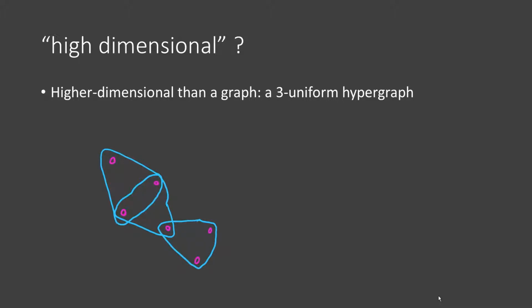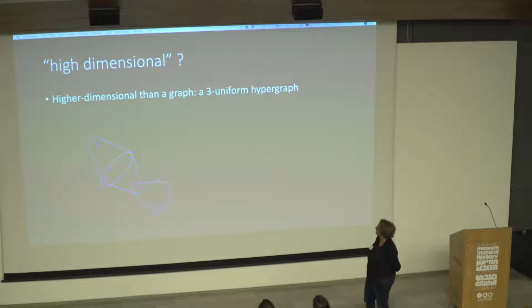Okay. All right. So here, what do we have in this picture? We have 6 vertices, purple, and 3 hyperedges. Each one of them contains 3 vertices. So it's a 3 uniform hypergraph.